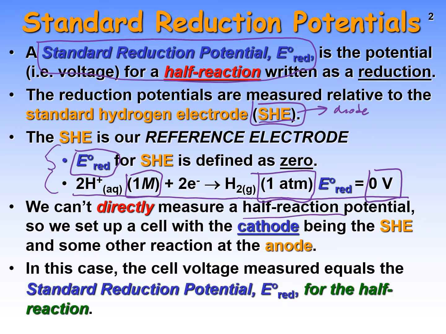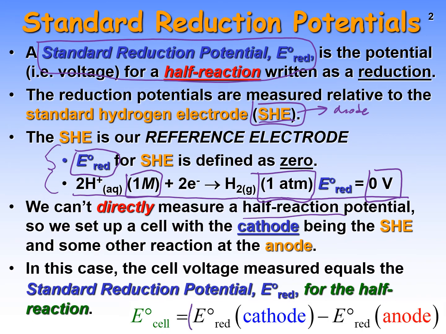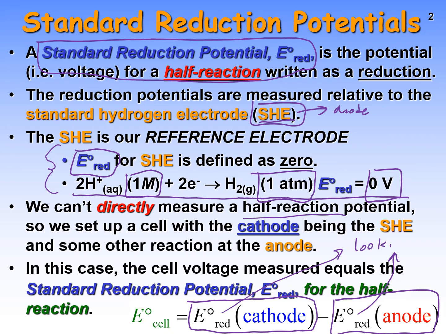In this case, the cell voltage measured equals the reduction potential for the half reaction. And the way we calculate cell potential is this. We take the reduction potential of the cathode and subtract that from the reduction potential of the anode. Generally, these guys, we just need to look up the value for. All right, so let's continue on.